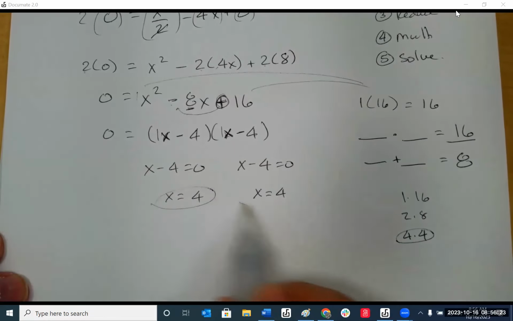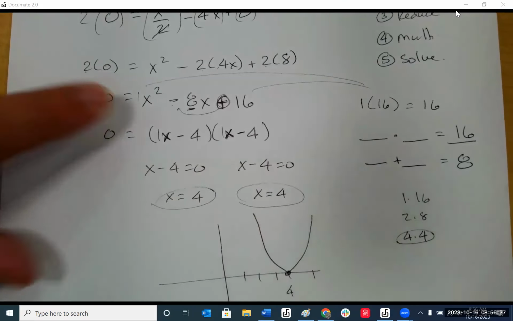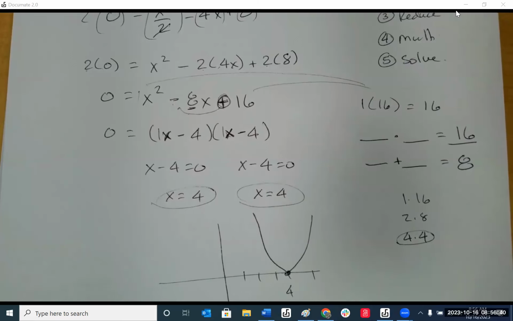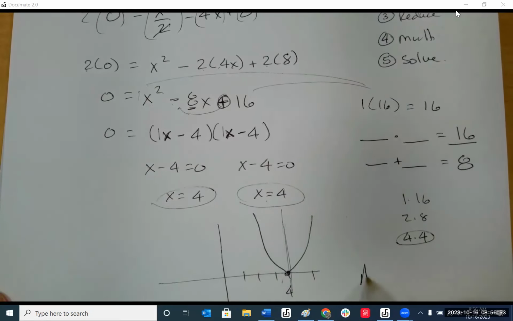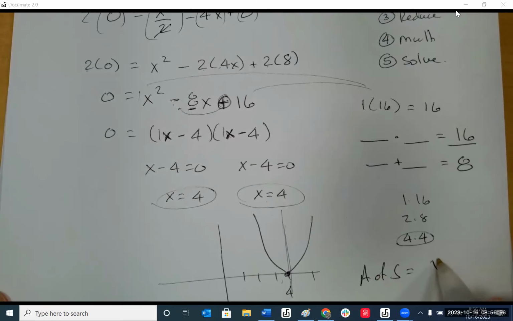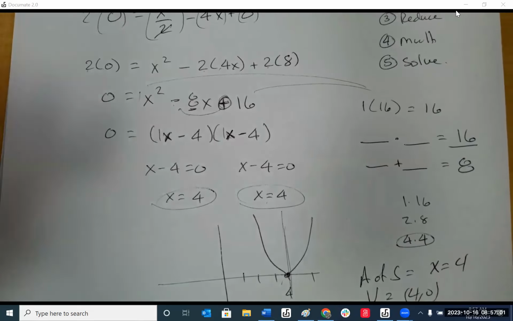When this happens, we have the same solution. Since a is positive, it opens up. Our vertex is on the x-axis. So whenever your solutions are the same, the axis of symmetry is x equals 4. The vertex is at 4, 0.